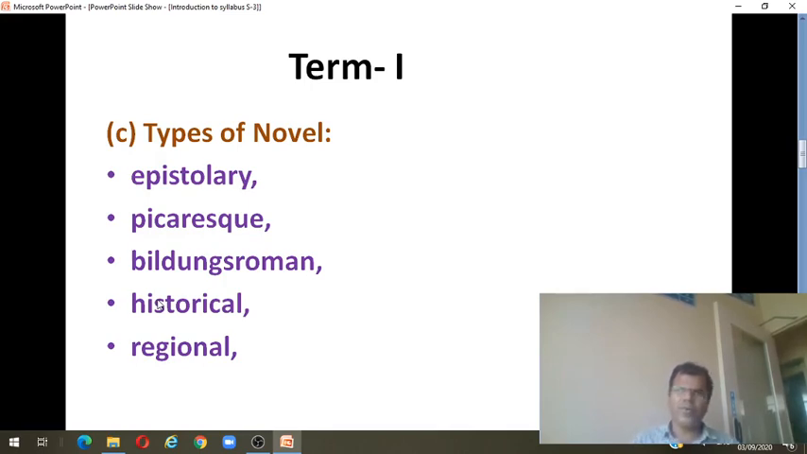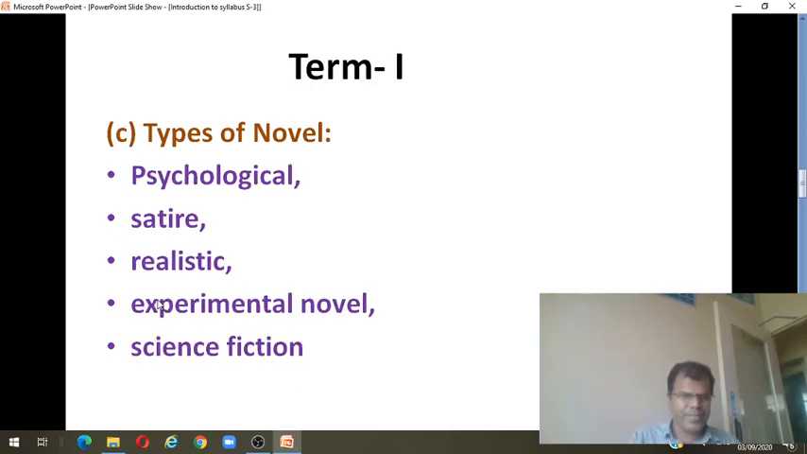Then there are regional novels. Regional novels are based on a particular region. The most famous example of regional novels in English is Thomas Hardy's novels. Almost all of his novels take place in Wessex, a part of England. Then there are psychological novels. Psychological novels deal with the emotions, the feelings of the protagonist. It deals with the psychic development of the character. There are few novels which are satirical. So satirical novel is also a type of novel in which social evils, for example, are treated.